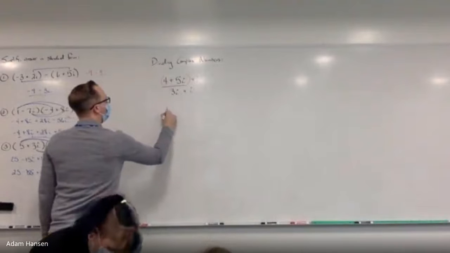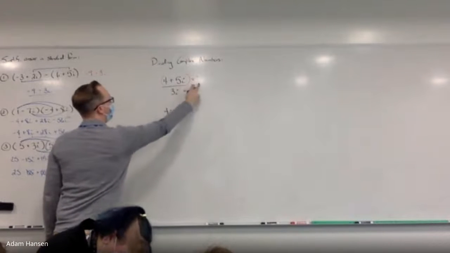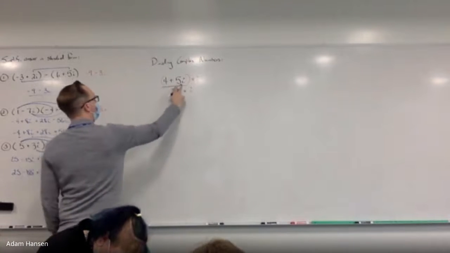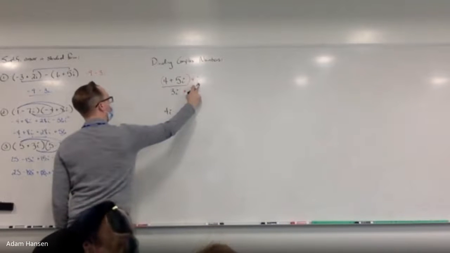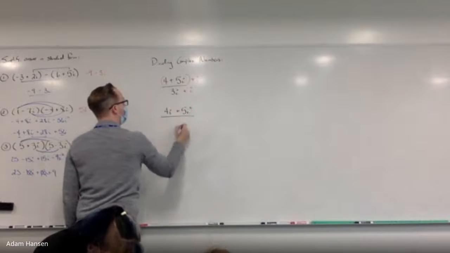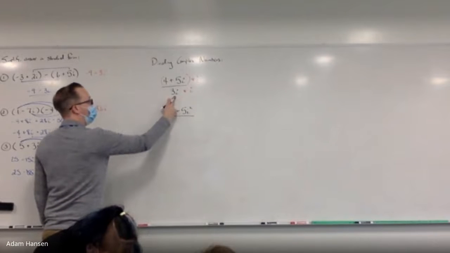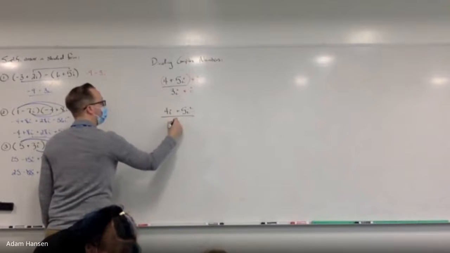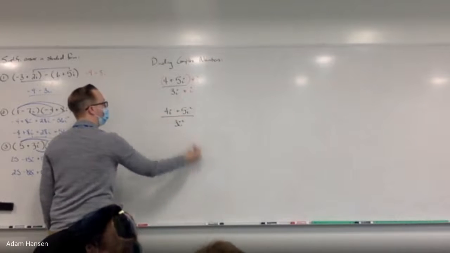4 times i is 4i. What's 5i times i? 5i squared, we're going to say negative 5. We'll do that in just a second. On the bottom, 3i times i is 3i squared.